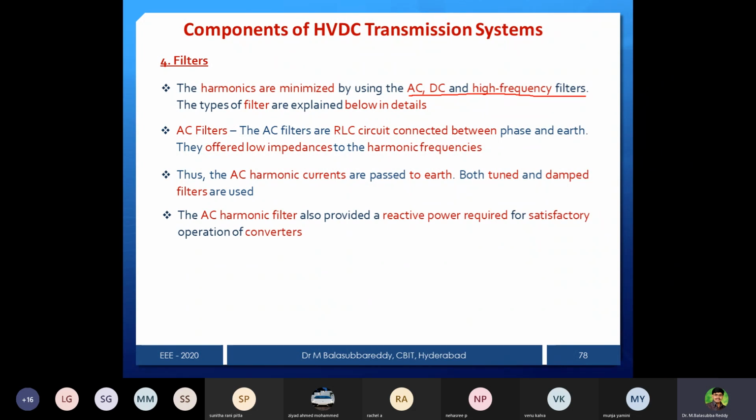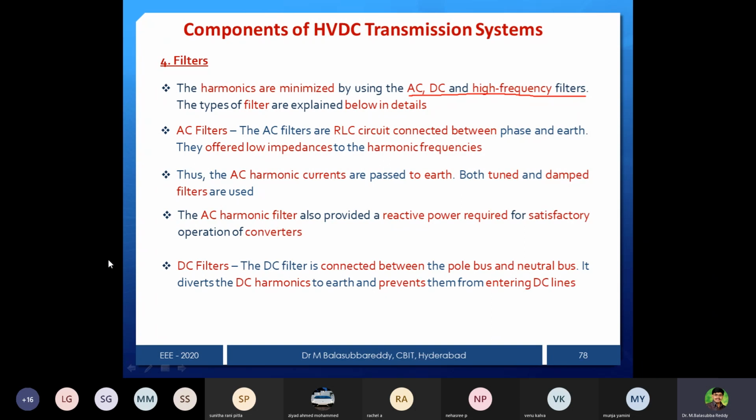The AC harmonic filter also provides the reactive power requirement for satisfactory operation of the converters. Once you are using this filter, the reactive power requirement also needs to be considered on the AC side, whereas on the DC side that is not required.